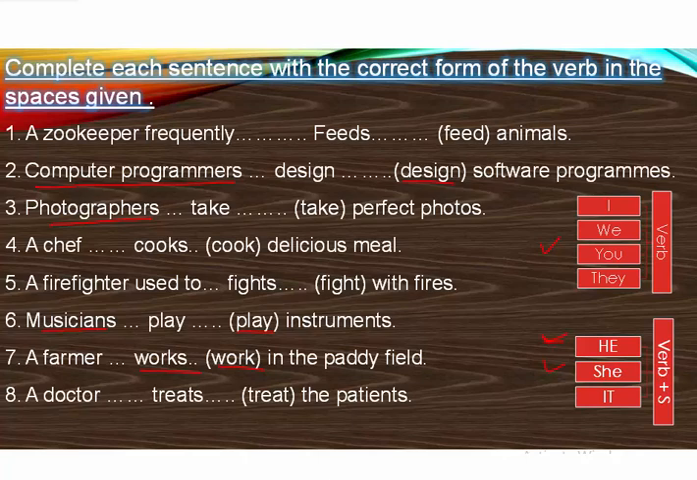See question number 8. A doctor. Doctor can be he or she. So definitely the verb comes with s. So let's see what is the verb here. Treat. So treat has to join with s. So that's why the answer is treats. A doctor treats the patients.